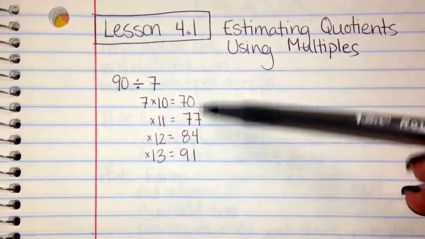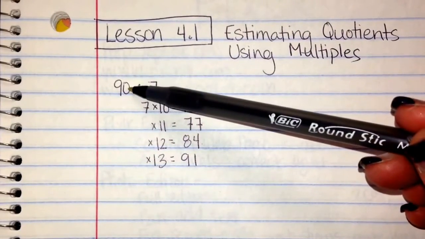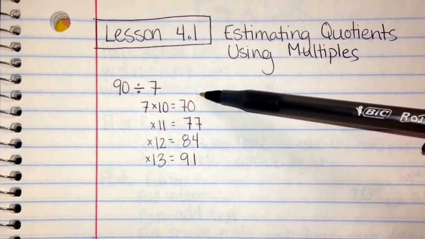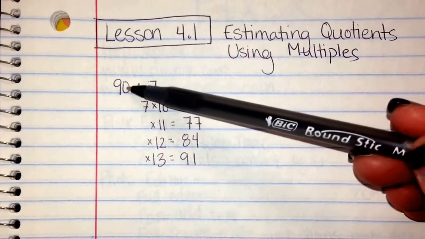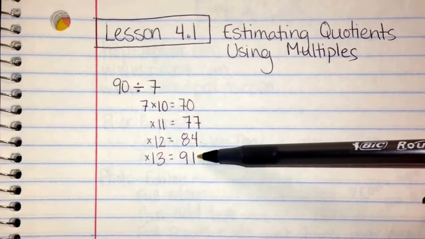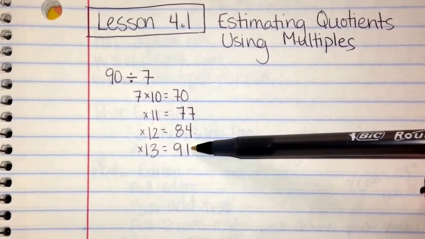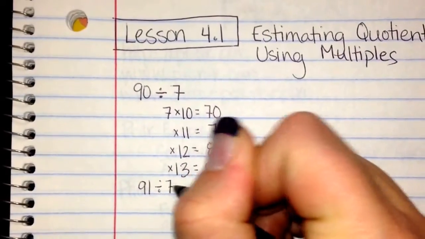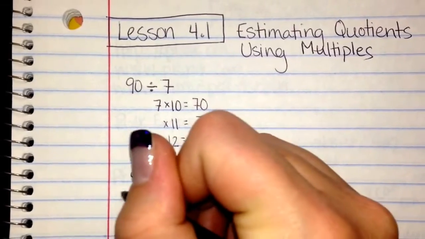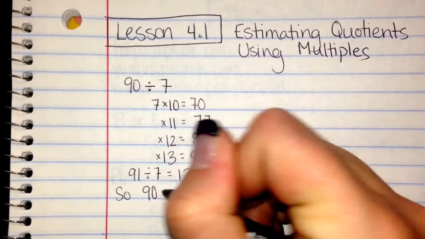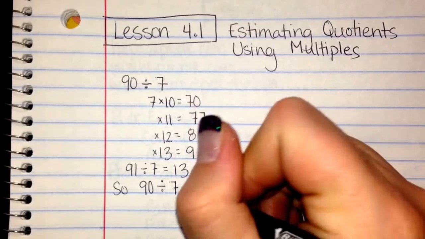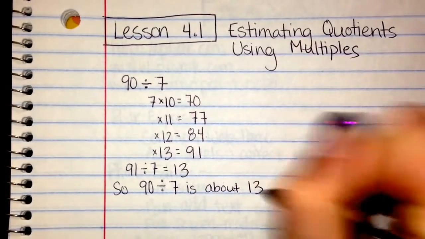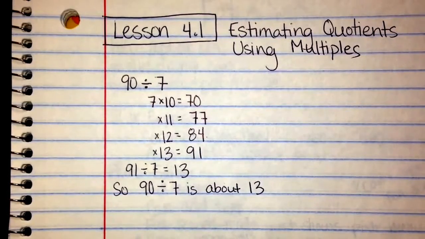Now, I only have to go until I get above my dividend over here. So I've reached 91, that's above 90. Then I look at all of my choices, and I see which one is the closest to 90. And I think 91 is definitely the closest. So I would think in my head, well, 91 divided by 7 equals 13. So 90 divided by 7 is about 13. And that's how we estimate using multiples.